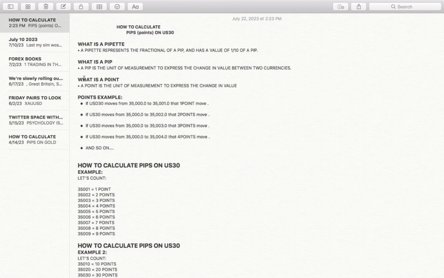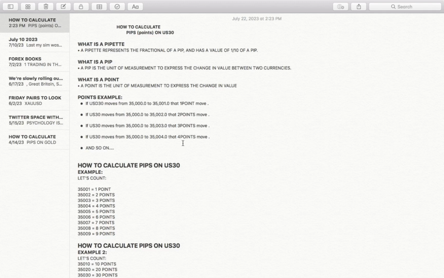A pip is the unit of measurement to express the change in value between two currencies. Take note of this part, between two currencies, as you can see here. Why is this? It is because in forex, pairs are currencies that pair with different currencies. An example is the USDJPY. So, the change in value between two currencies. We've discussed pips on currencies. I told you I'm going to drop the video below, but I'm just trying to point this out for you to understand.